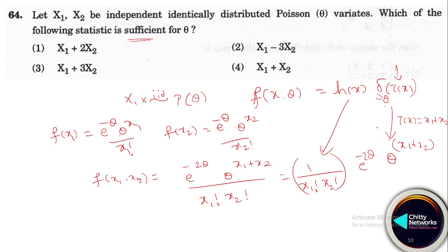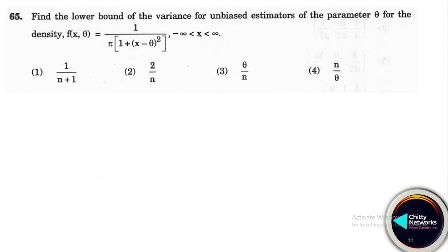You can take e to the power minus theta in this itself. This is a function of theta as well as T(x). Here T(x) is in the form of x1 plus x2, so this T(x) will be the sufficient statistic. You can see where x1 plus x2 is, it is here. So this is the right answer for this question. I shall move to the next question.